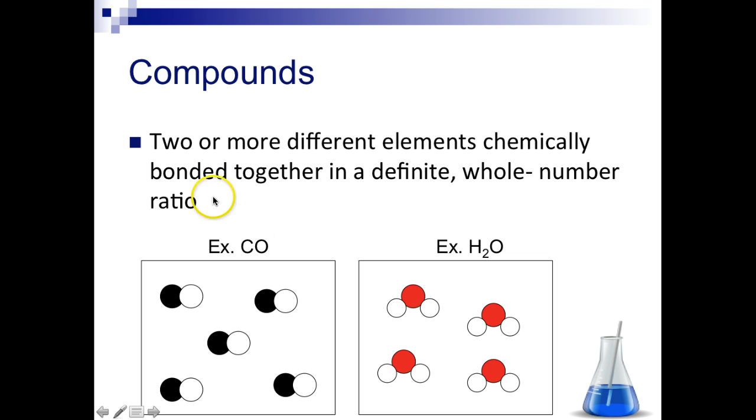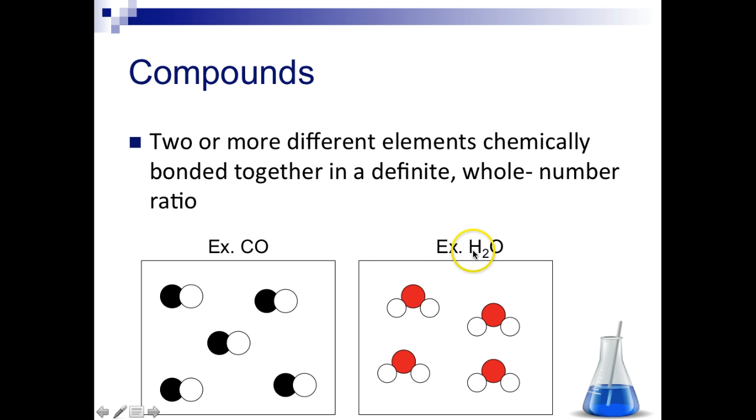Compounds are going to be different. Compounds are two or more different elements chemically bonded together in a definite or whole number ratio. So for example, for carbon monoxide, we need one carbon, one oxygen. So in this picture, the carbon are the black spheres and the oxygen are the white spheres. Since they are overlapped, they're being bonded together. So this is a carbon monoxide molecule, this is a carbon monoxide molecule, and so on and so forth.